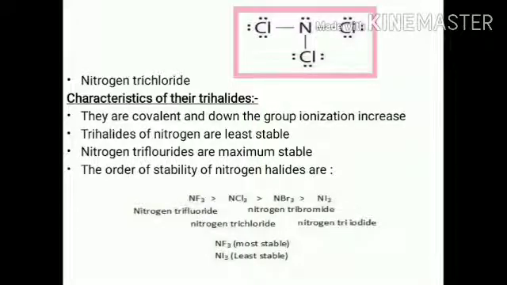Characteristics of the trihalides. What are the characteristics, what are the properties of the halides? We have two types of halides, trihalides and pentahalides. First we have to see the properties of the trihalides. You have to understand the acidic property, basic property and reducing property. They are covalent, and down the group ionic character increases.